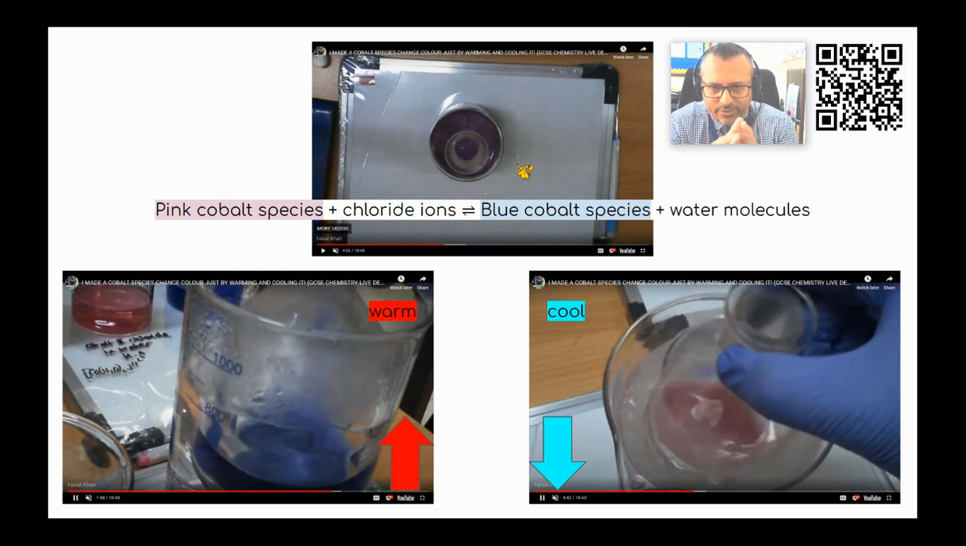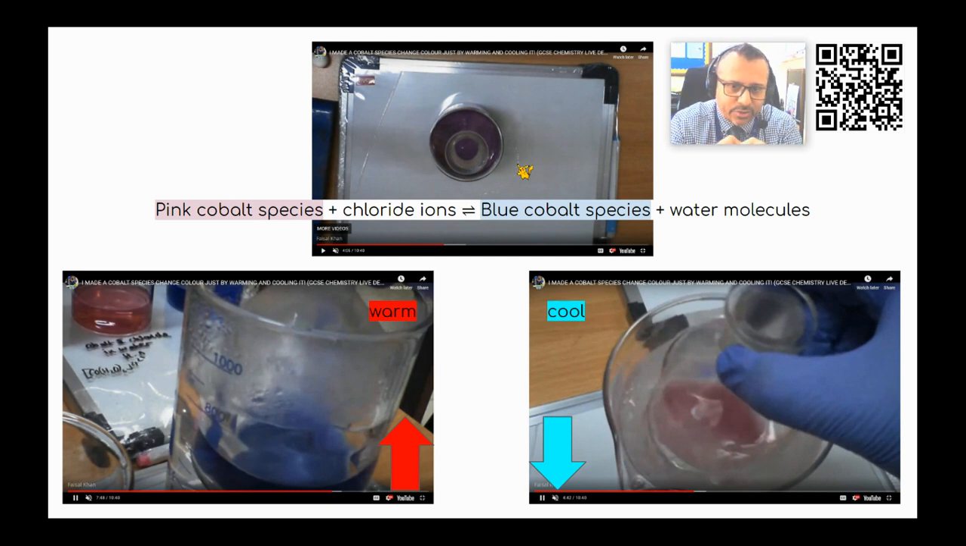Because you can then try and figure out what effect raising temperature will have on the equilibrium, because raising temperature actually does have an effect on a dynamic equilibrium. The reason why is because in one direction you've got an exothermic step happening, and in the opposite direction you've got an endothermic step happening.